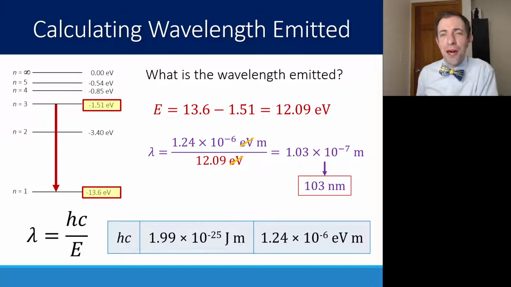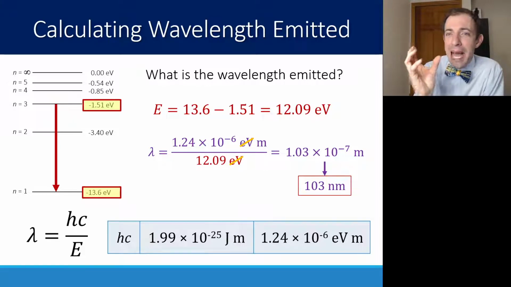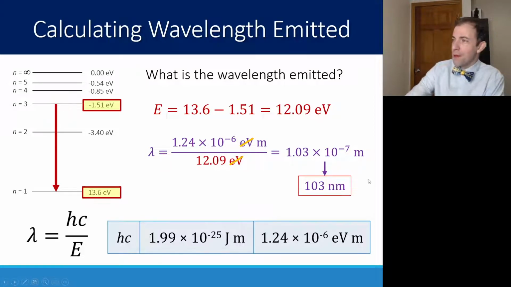Typically, a good rule of thumb is that if you're talking about visible light or close to visible light, you're going to be having a wavelength that's in hundreds of nanometers. So somewhere between 100 and 900 nanometers is where you'll find the visible light part of the spectrum.